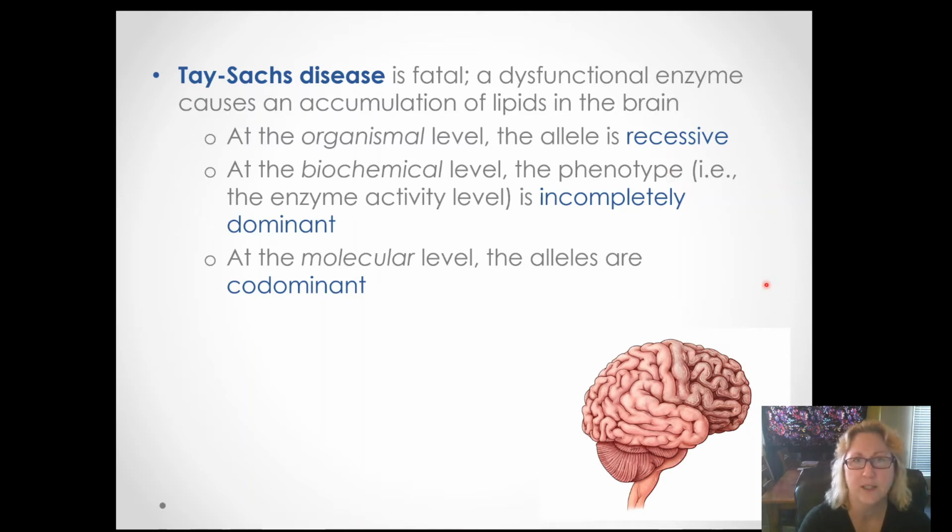So Tay-Sachs, like cystic fibrosis, is a recessive genetic disorder. That means that in order to have the disorder, you have to have two copies of the recessive allele. Tay-Sachs is fatal in childhood. Many individuals with Tay-Sachs do not make it to their first birthday. Hardly ever do they make it to their fifth birthday. So it's an unfortunate disease with no good treatment.